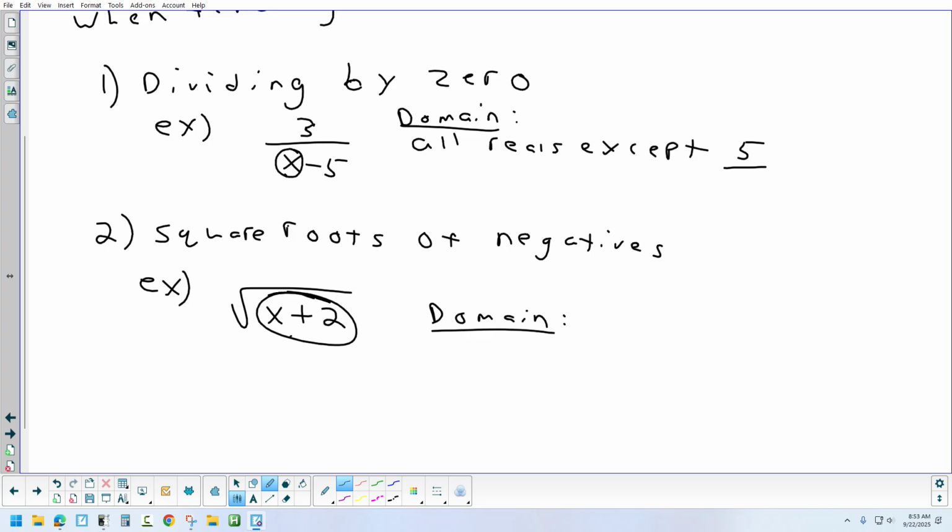Okay? So you want to make sure that this is greater than or equal to 0. That's what we want to make sure of. Just make sure it's not negative. Now, to figure out what that means x could be, I'm going to solve that. How would I get the 2 over on the right side? Subtract it. Yep, I'm going to subtract it. And I get x is greater than or equal to what number? Negative 2. That's the domain. You can pick any number you want for x as long as it's -2 or higher.